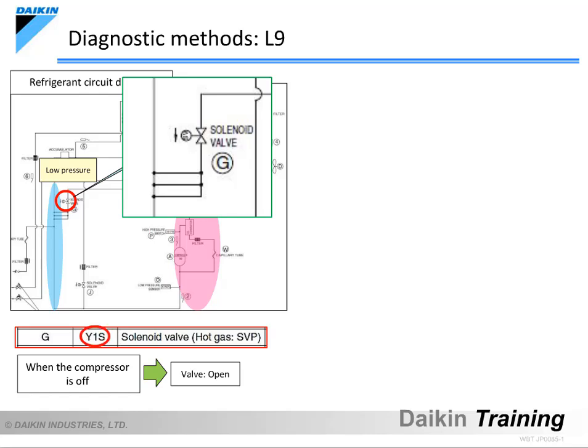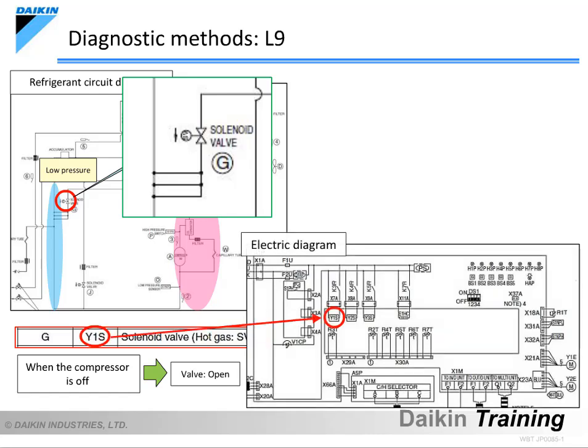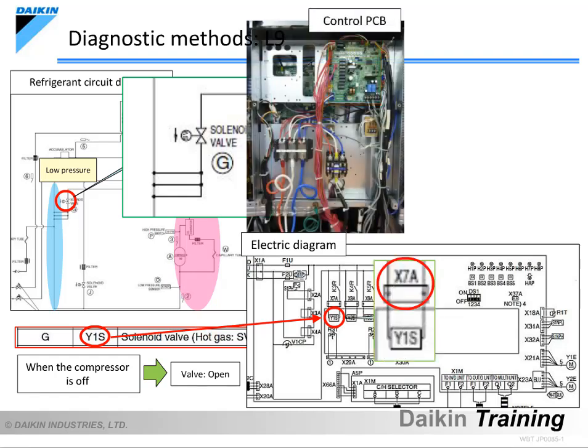The electric symbol for this bypass valve is Y1S, so locate it on the electric diagram. You can see that Y1S is connected to the X7A connector on the control PCB, so locate it on the actual control PCB.